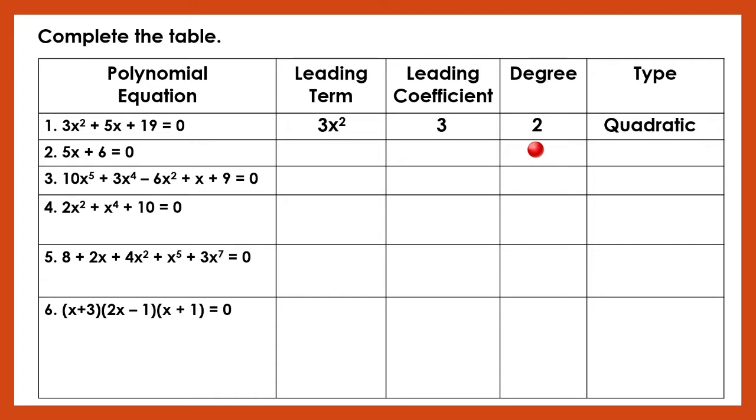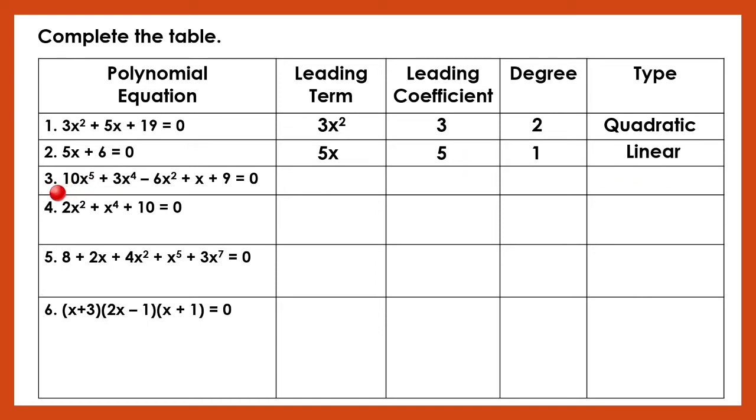That is quadratic. Let's have number 2. The polynomial equation is 5x plus 6 equals 0. So, naka-standard form na siya. Ang leading term natin is 5x. Ang leading coefficient, yung numerical coefficient ng leading term, that is 5. And then, yung degree niya, yung exponent ni x, that is 1. And then, the type of polynomial equation is linear.